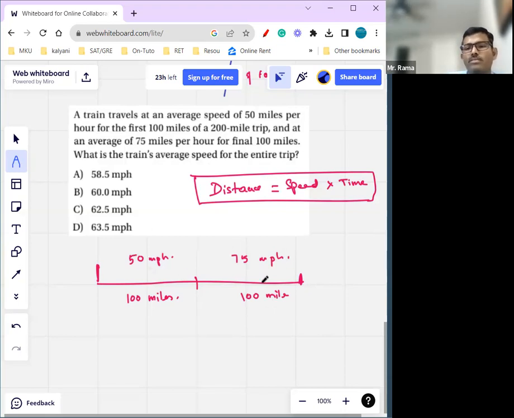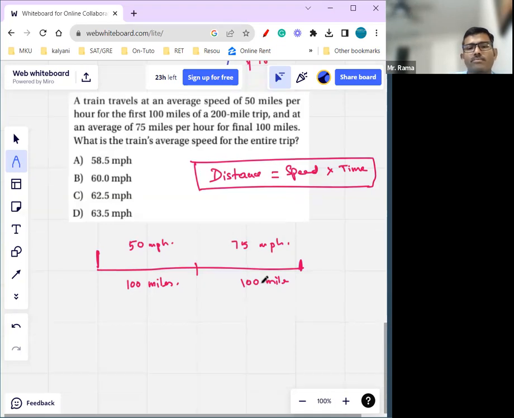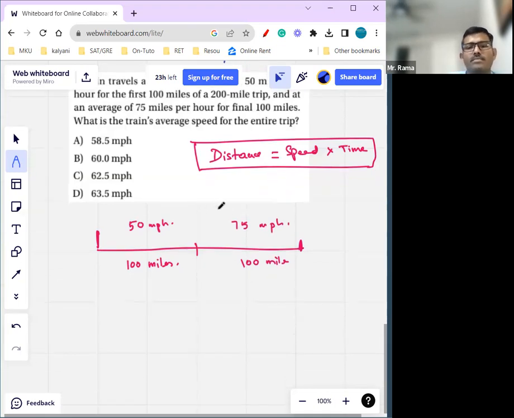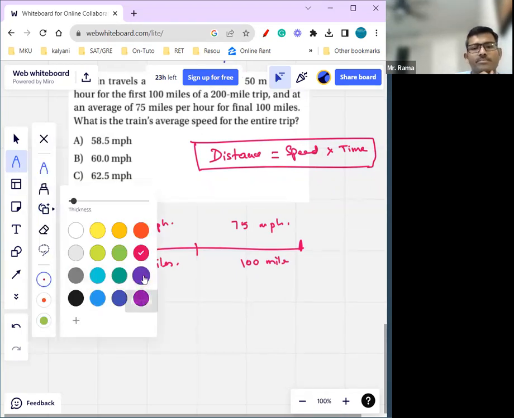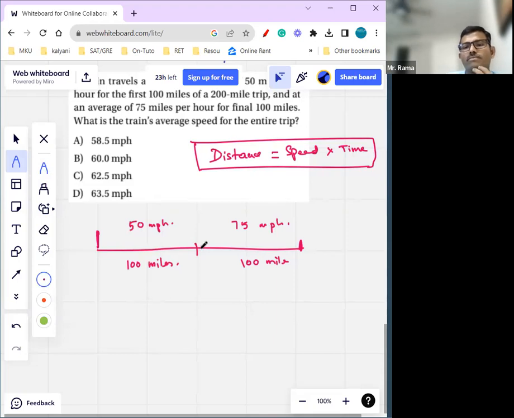Now, when you do these problems, you've got to be very careful. So first of all, the total distance is 200 miles. The first 100 miles is at 50 miles per hour. The next 100 miles is at 75 miles per hour. What I'm going to do is find out how much time it takes here and how much time it takes here.